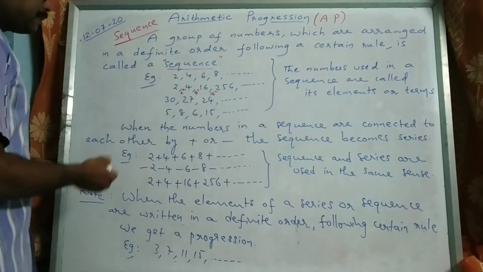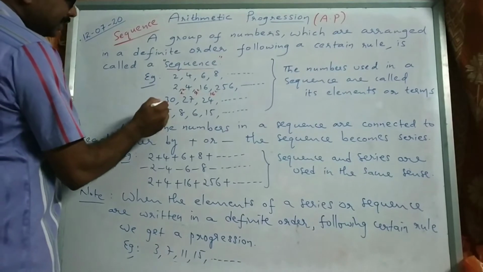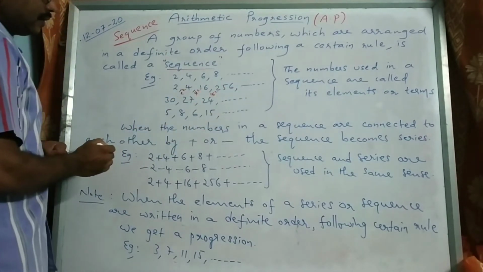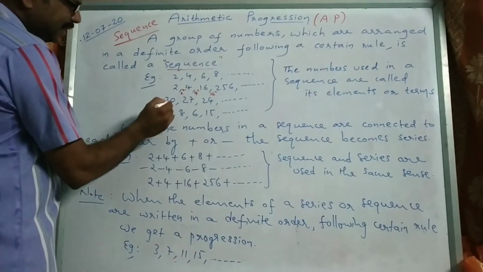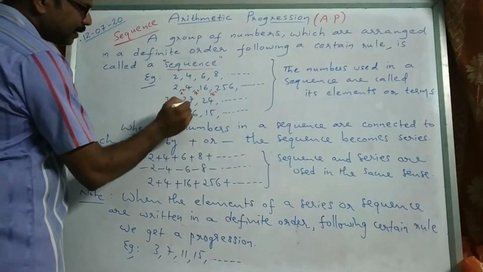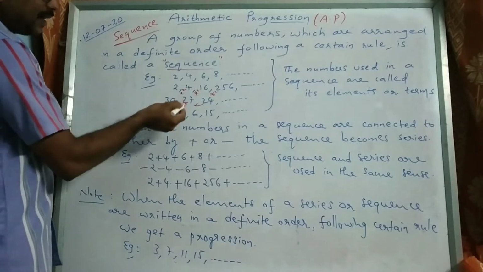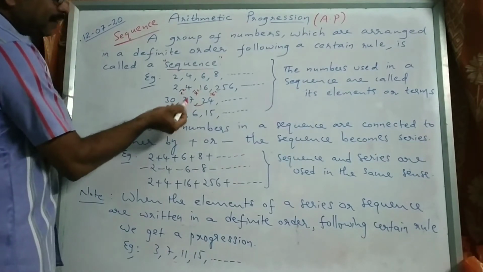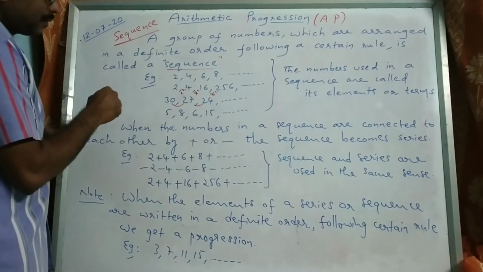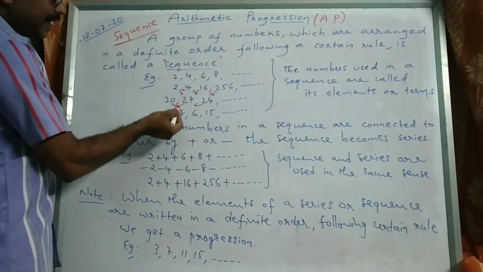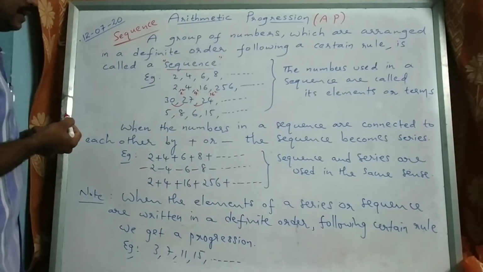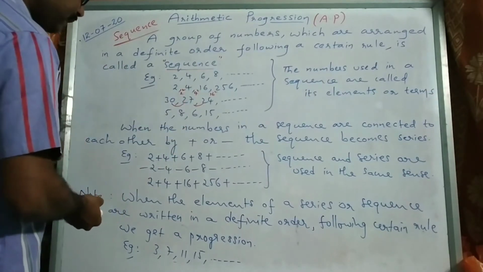Observe this one: 30, 27, 24, and so on. What did you observe here? Each is 3 less than the previous number. The next number is formed by subtracting 3 from the previous number. That is also a sequence.